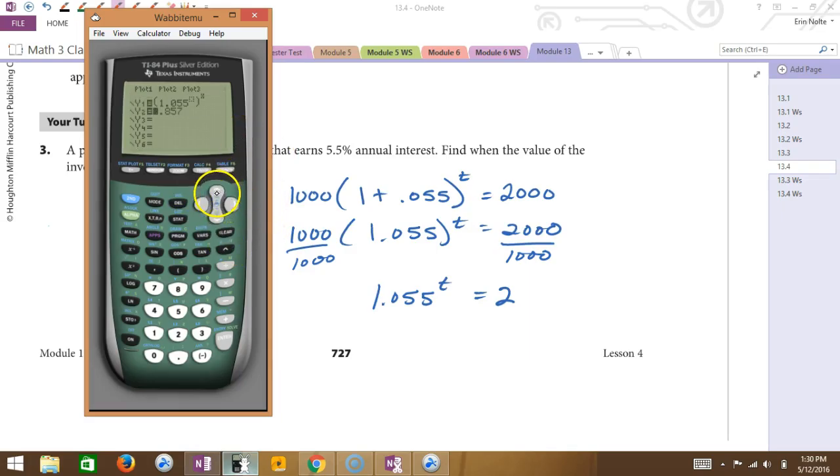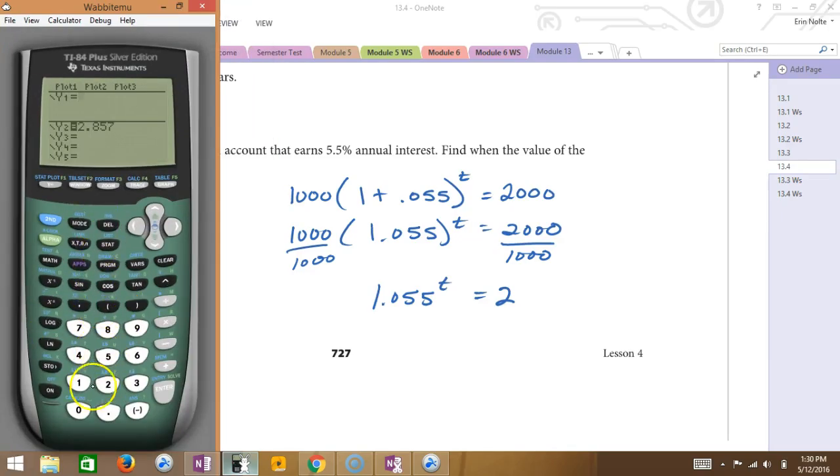That didn't look right, so I'm going to make my window bigger. There you go. And then my y2 is just 2, right? Did you just hit graph off that and keep your big giant window? Yeah, I did.